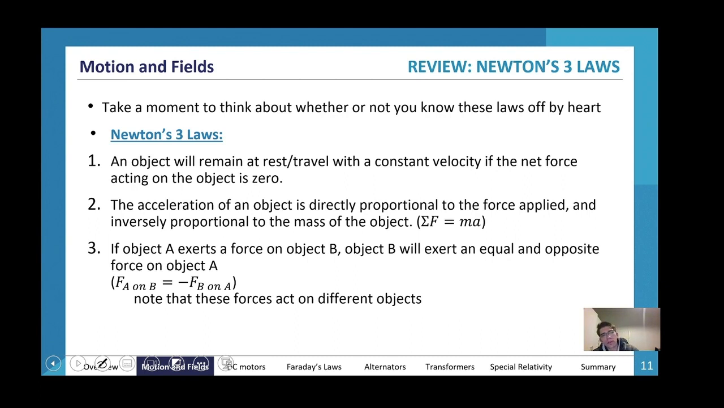According to Newton's first law, an object will remain at rest or travel with a constant velocity if the net force acting on the object is 0. The acceleration of an object is directly proportional to the force applied and inversely proportional to the mass of the object. And then the third law, which is what most students get incorrect.